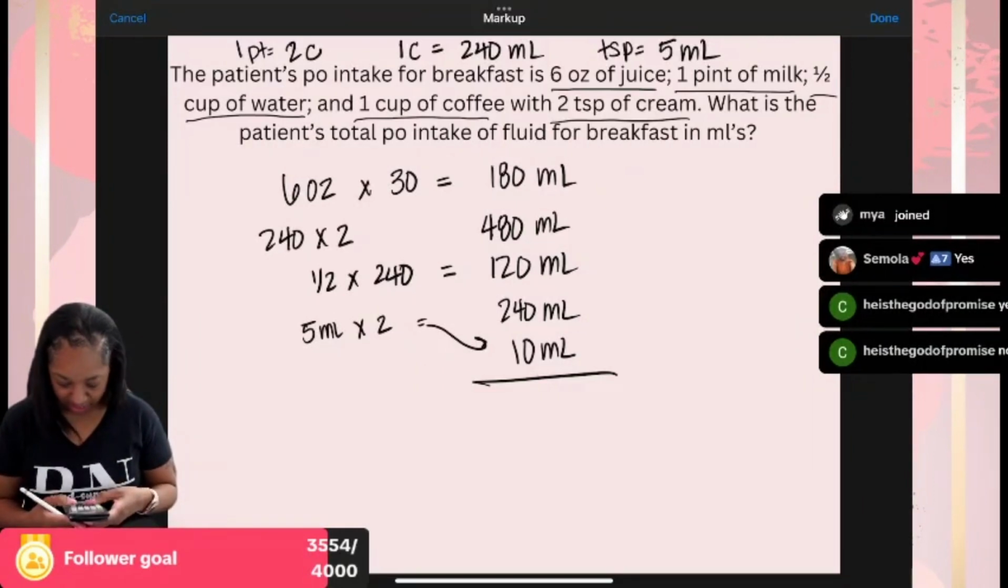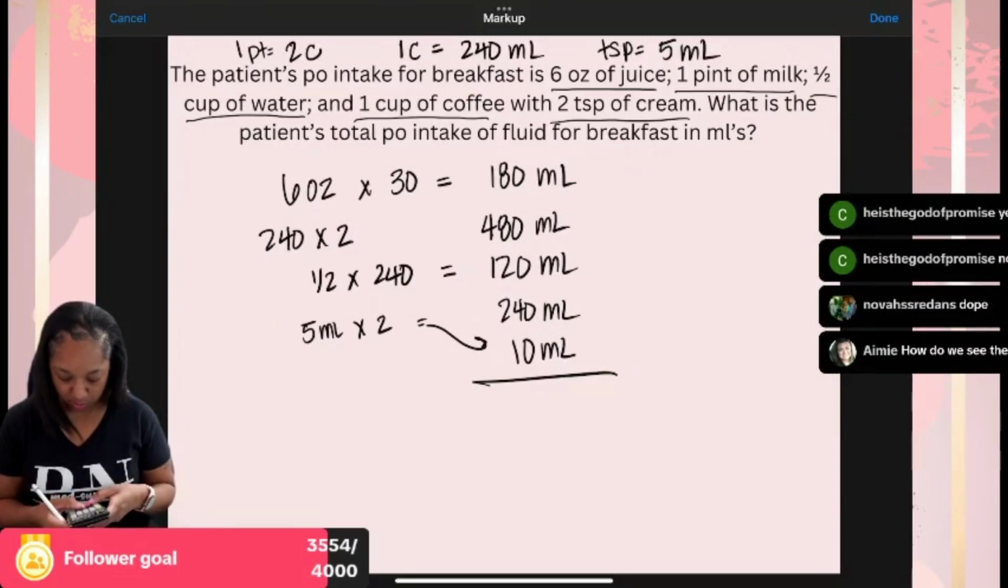Let's see, 180 plus 480 equals that, plus 120 plus 240 plus 10.